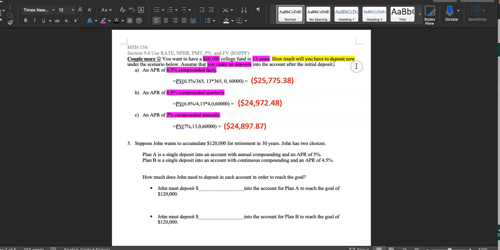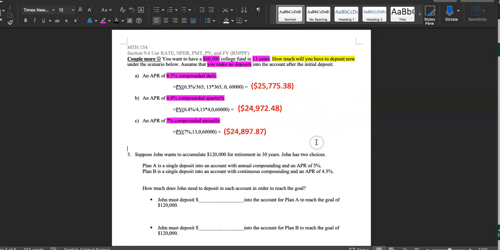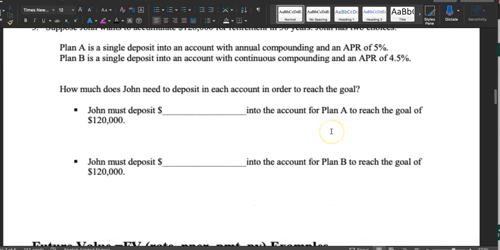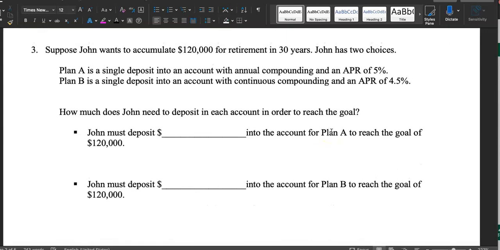All righty. Just going to add some spaces here. I'm going to zoom in. Suppose John wants to accumulate $120,000 for retirement in 30 years, because once John retires, he doesn't want to go back to work. So he wants to have all that money in his account when he retires in 30 years. He has two choices. I guess he's making comparisons.